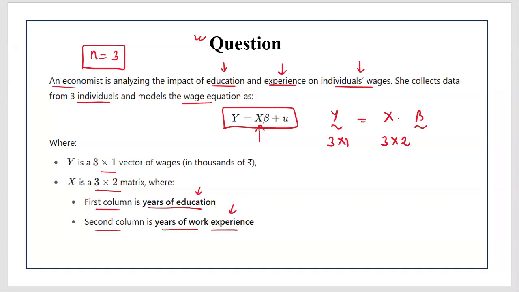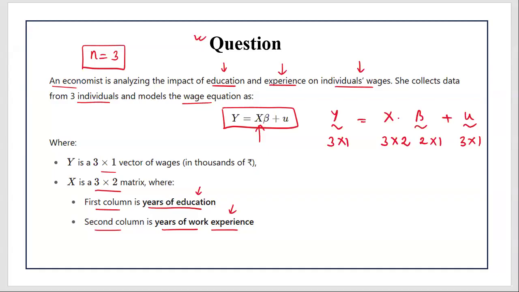Beta will be the vector of parameters. You have only two parameters here, so 2 cross 1, plus u. u is the error vector, basically the vector of error terms. So this will also be 3 cross 1. So this is given to you in the question.